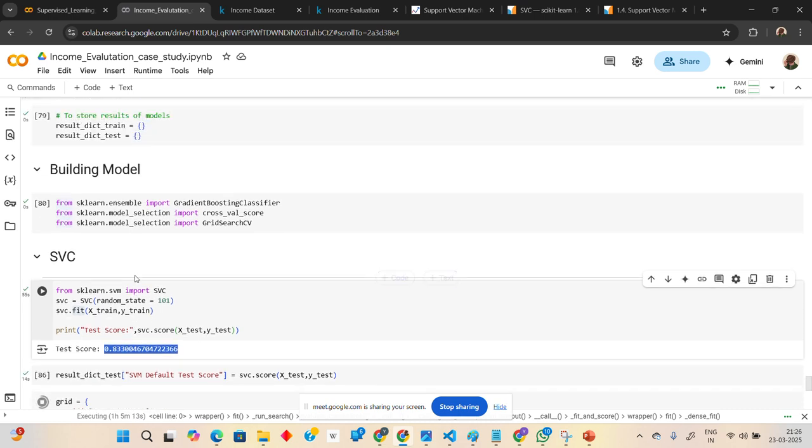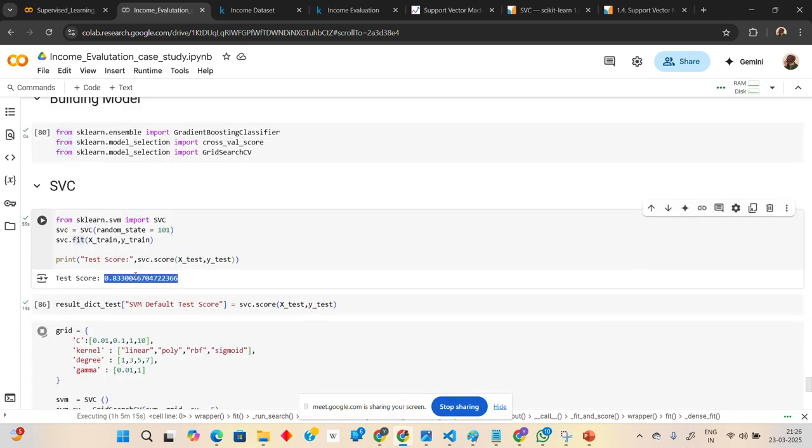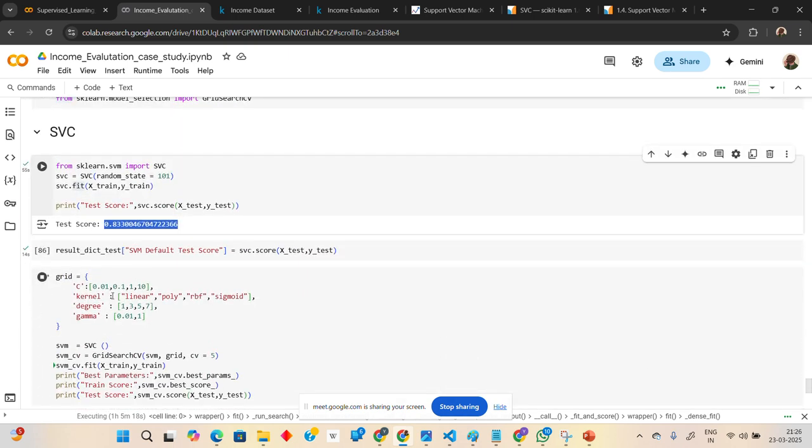Got it? And this is all about SVM. Anyway, I will share this file with the dataset with you. You can run it and see how the values turn out, and how you get the best results and best parameters.